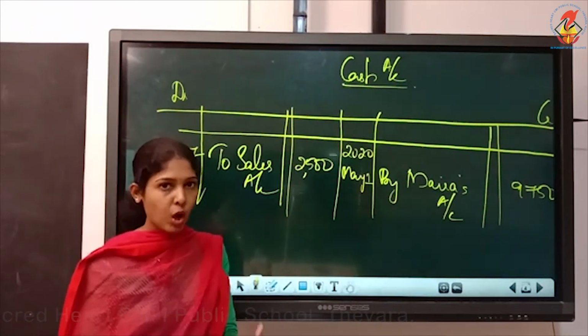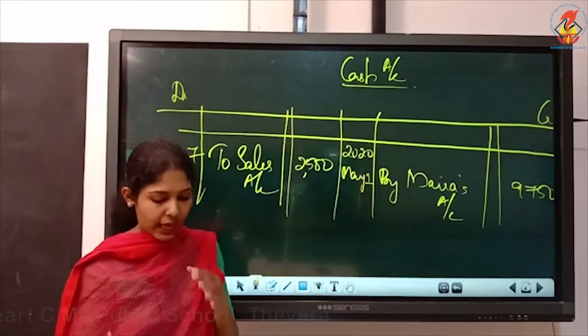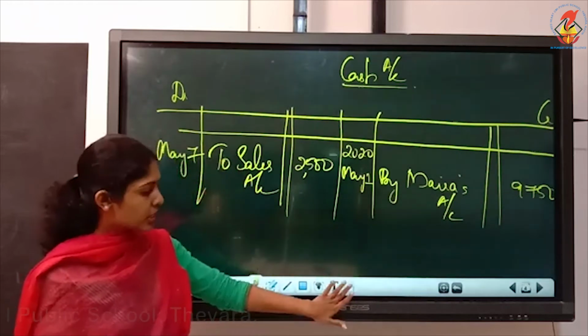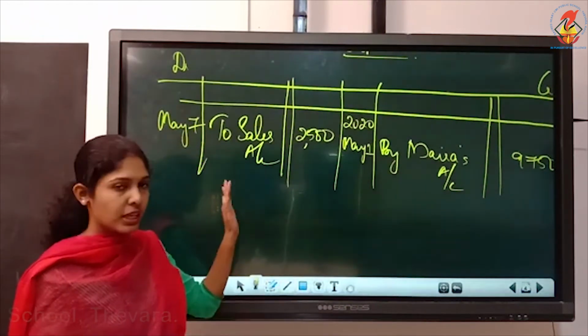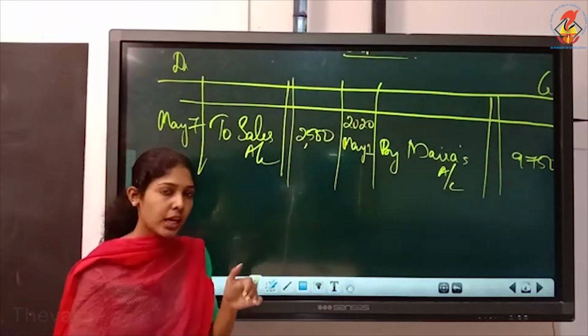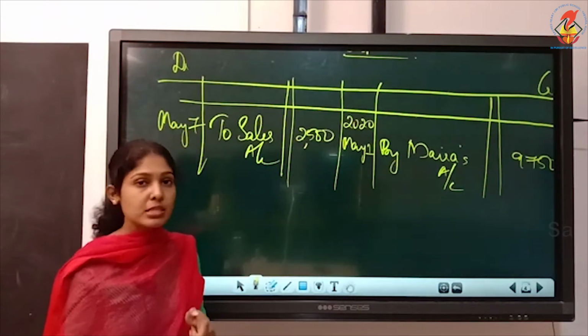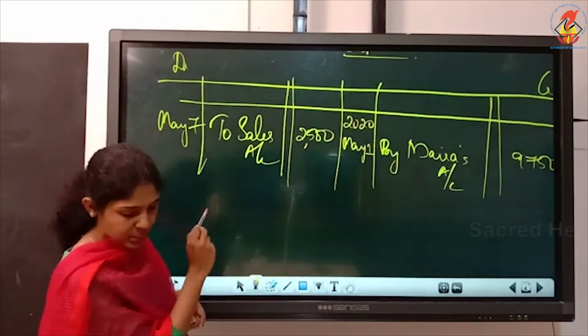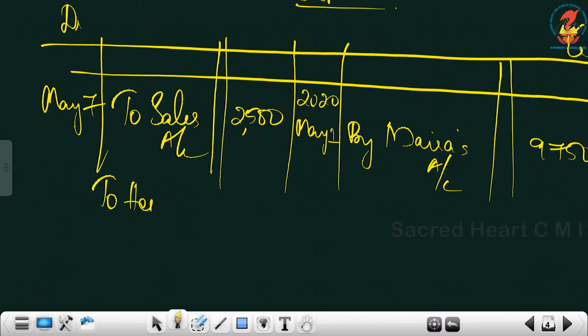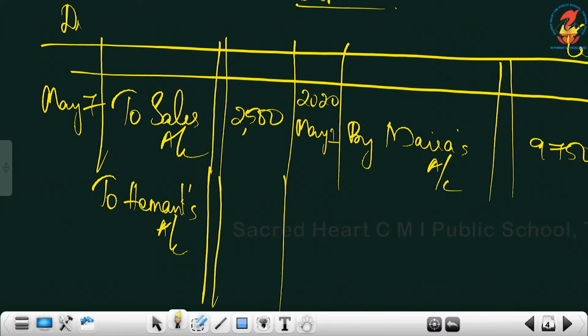Then May 20th, again we have a compound entry. There also we have cash, and there cash is getting debited. So on the debit side we have to write something, that is the name of other account which is having opposite aspect. And here it is Hemant's account that is having opposite aspect. So write to Hemant's account, and the amount you should write for cash only, that is 15,700, because we are doing cash account. So the amount you have to write for cash.